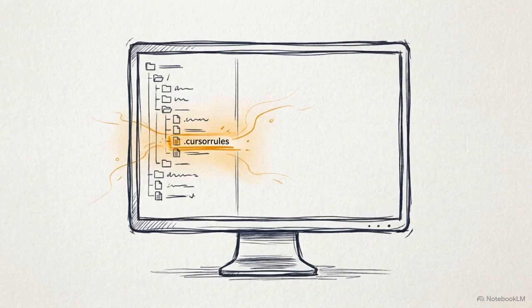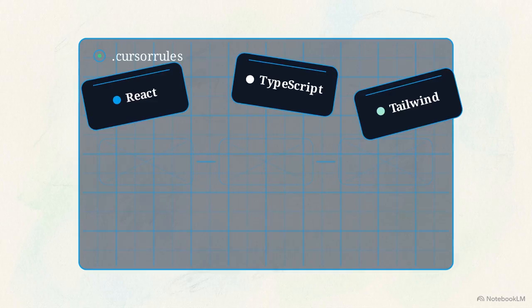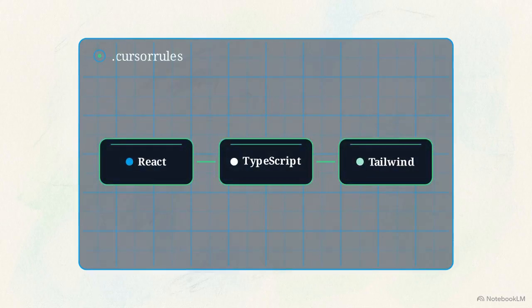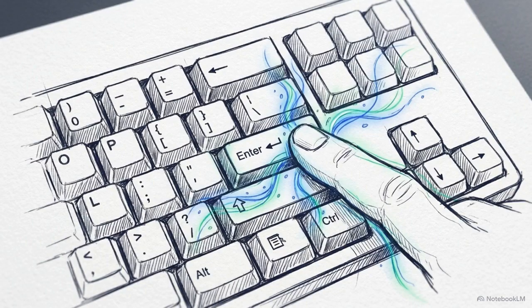Next, we train the model for our specific workspace using a .cursorrules file. This file contains the project's technical specifications that the AI must reference before generating any code. Create this file right in your root directory.